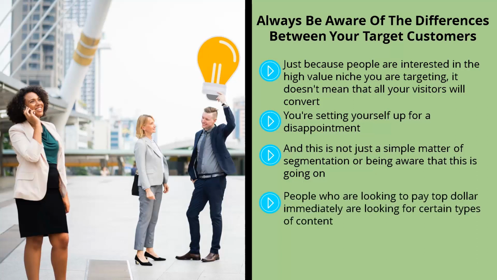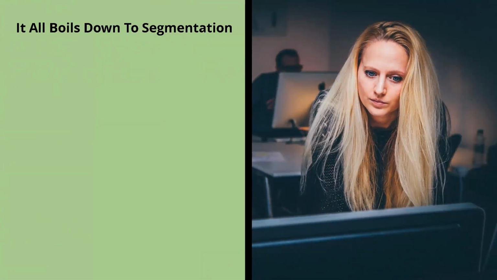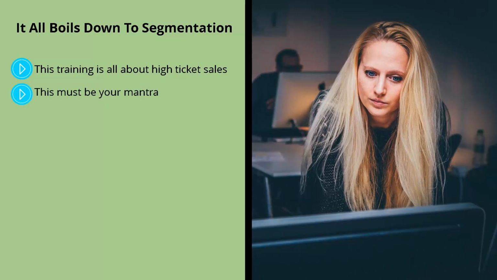People who are looking to pay top dollar immediately are looking for certain types of content. You have to address them a certain way. Different audiences need different marketing approaches. Otherwise, you may put yourself in the impossible situation of trying to convert a cheap customer with high-value material intended for top-tier customers. It all boils down to segmentation. This training is all about high-ticket sales. Accordingly, you have to be in the right high-value niche, and you must target people who will not hesitate to pay a lot of money almost immediately. This must be your mantra.